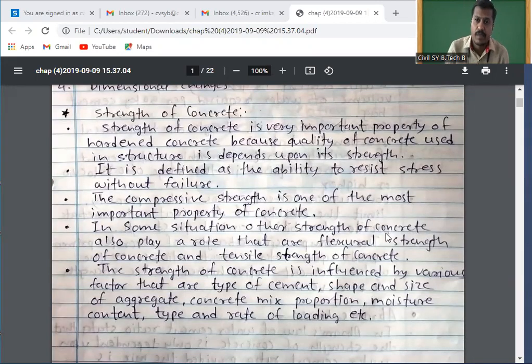Suppose you have taken one floor tile in your hand, and you are trying to apply some kind of load on it. That particular tile has its own capacity to sustain some kind of load. It may be 5 kg, 10 kg, 15 kg. And when the load becomes more than its capacity, what will happen? The tile will break down. Correct? The tile will break down.